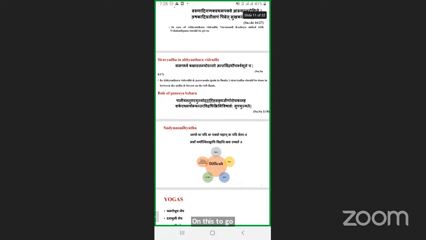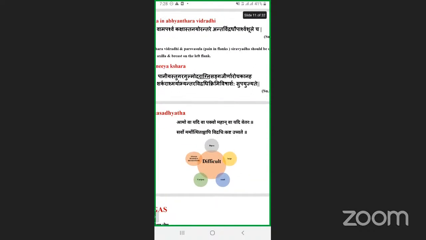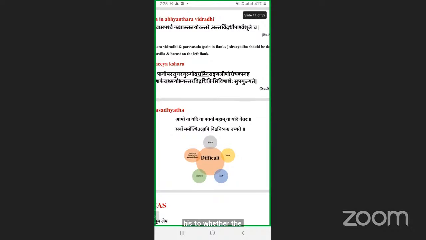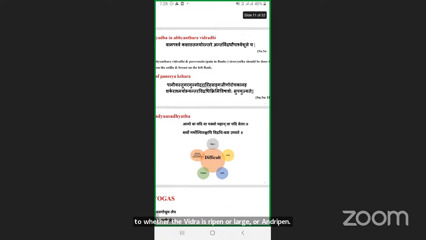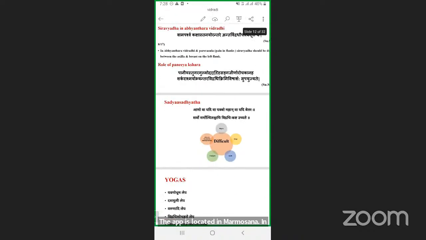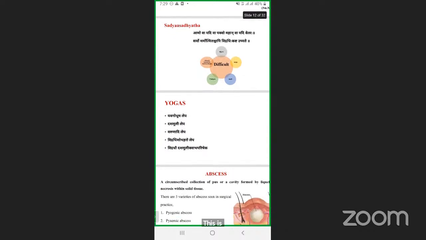Next, coming to Sadhya Asadhyata, whether the Vidradi is ripe or unripe, large or small, if it is located in a Marmasthana, in these 5 conditions it is Kashta Sadhya, as explained by Acharya Sushruta. Next, coming to some of the yogas explained by Sushruta, they are Yavagodhuma Lepa, Dashamuli Lepa, Varunadi Lepa, Vidradi Shothahara Lepa, Vidradi Dashamuli Kwatha Parisheka.